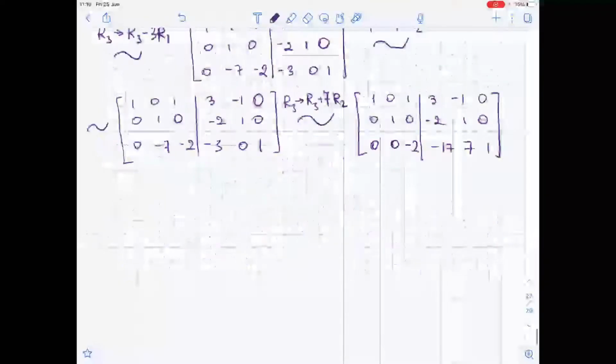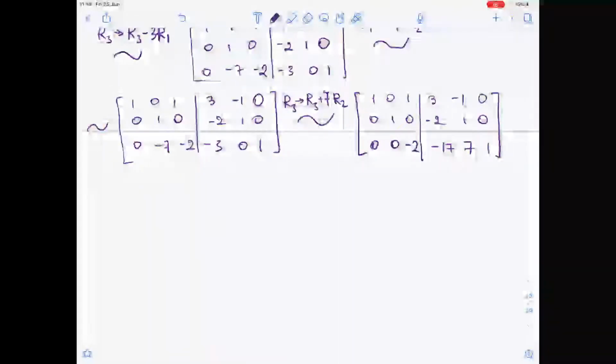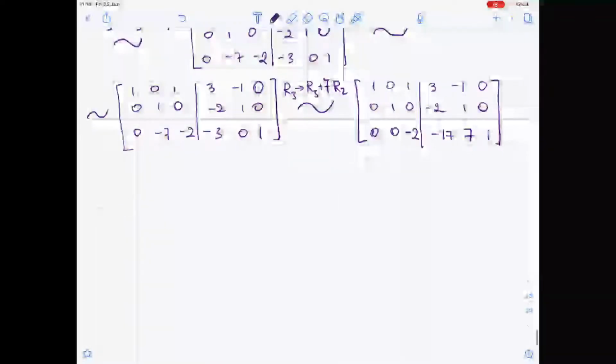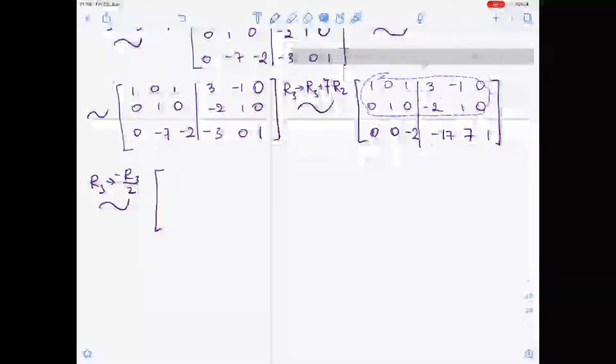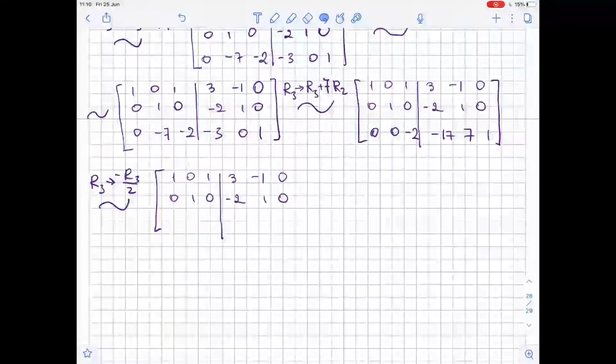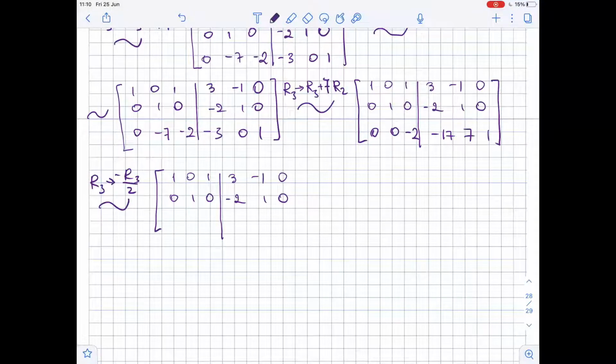Okay, in our next step, we divide the third row by negative 2. So R3 becomes negative R3 over 2. So again, first two rows are the same. I'll just copy paste them. And row 3 becomes 0, 0, 1, 8.5, negative 3.5, negative 0.5.